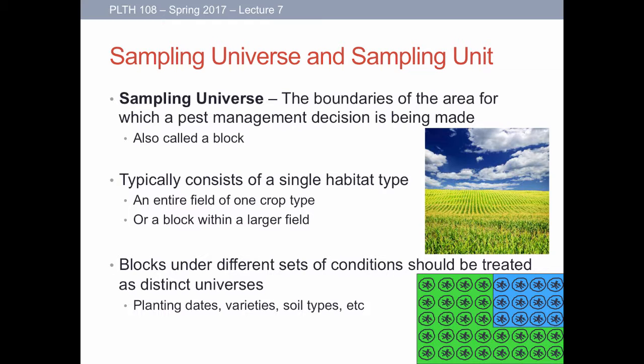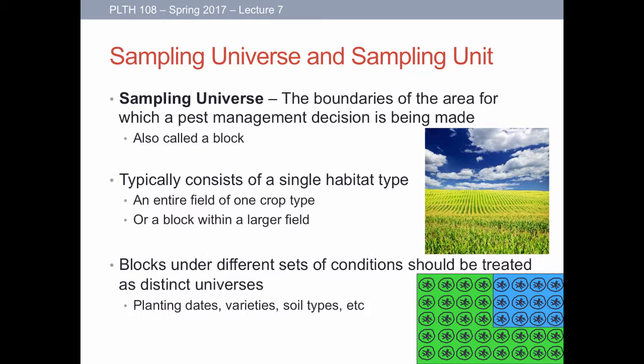The sampling universe is the boundaries of the area for which a pest management decision is being made. This is sometimes referred to as a block. If you've got a field that you're monitoring, and you're planning on treating all the pests in that block as one single population, so that a control application would go on the entire field, then you would consider that entire field to be the sampling universe.